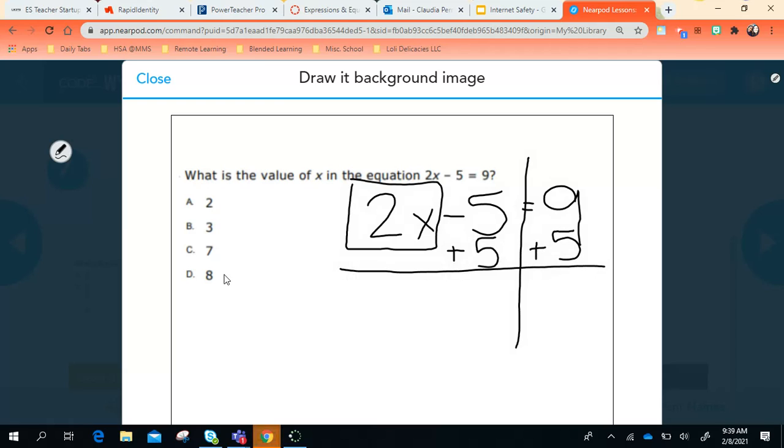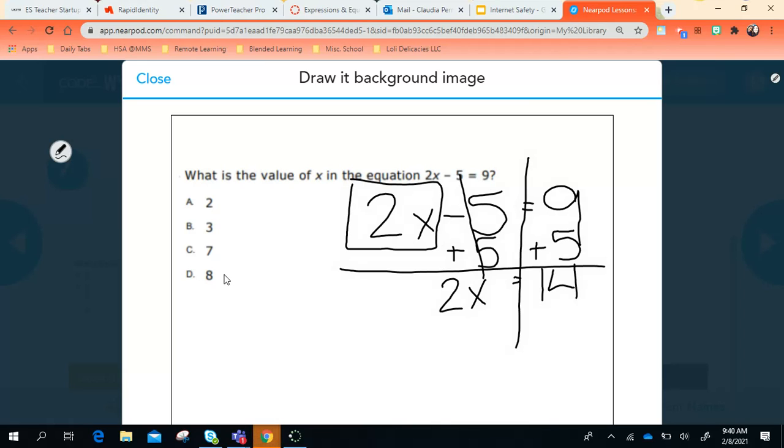I did see someone at home put -5. Make sure you're adding 5. So remember, -5 plus 5 gives me a 0. So I'm going to cross it out. What is 9 plus 5? 14. So I need to bring down my 2x. Now that I brought down my 2x, what can I do? I know you know.